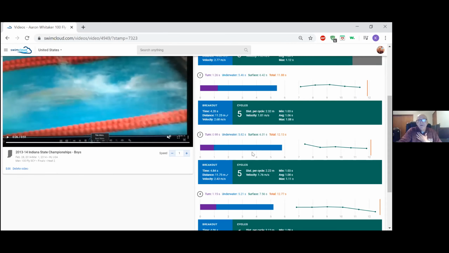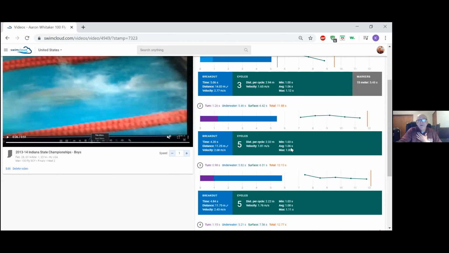His average was 1.06. And look how dialed in he is. I mean, the variance is 1.03 to 1.08. I mean, he's right there. And he allows himself to get right into the wall really good. His distance per cycle is 2.3. You know, that's awesome. So it's apparent he's feeling good. He's going through this race really well.